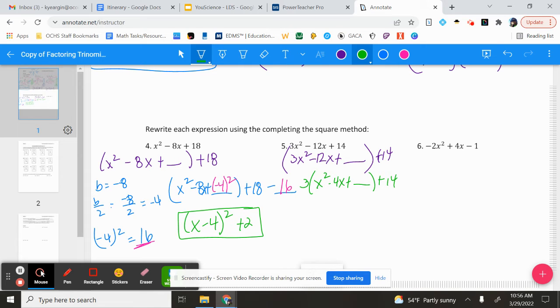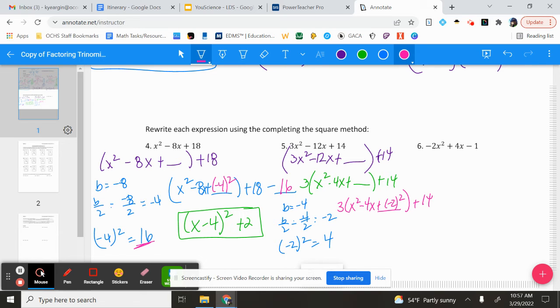So my b value in this case now is negative 4. So b divided by 2 is negative 4 divided by 2, which is negative 2. And then we need to square that, so negative 2 squared is 4. We get ready to put it in. Remember, I cannot forget about the 3 that was already on the outside. So I'm going to put in my negative 2 squared.